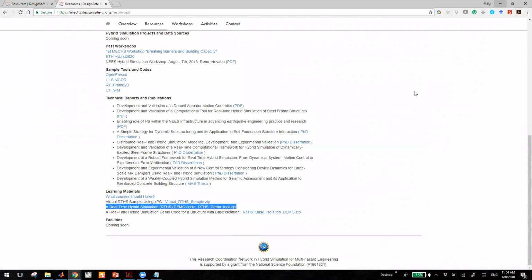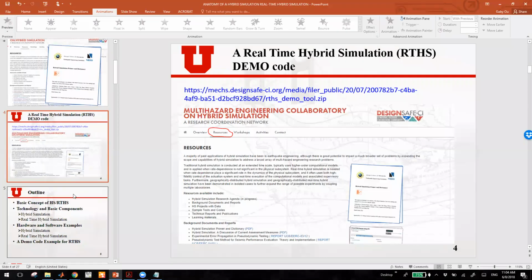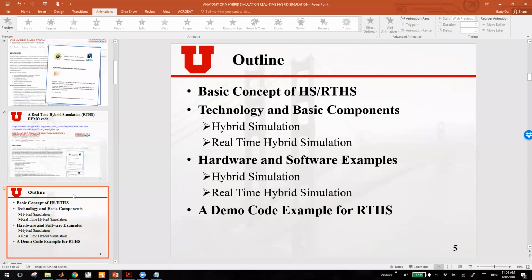If you have the functionality of the software, you are encouraged to walk through the demo with me as well. So that is the introductory part. Now this goes to the outline of the presentation.